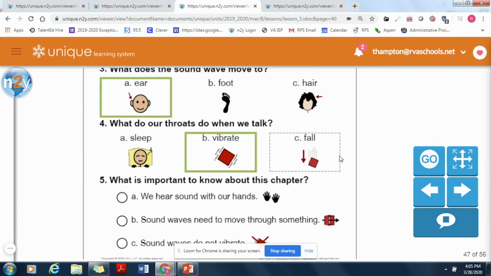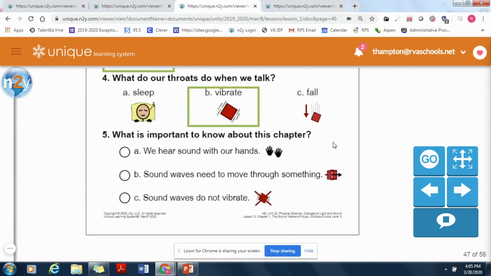So let's go back up to an earlier question here. What do our throats do when we talk? They vibrate. So shall we try? Oh, you want to try C? Well, no, just because the word vibrate is there doesn't mean that that's the answer. Look right here at these two important words that say do not vibrate. So let's try B. B. Very good.